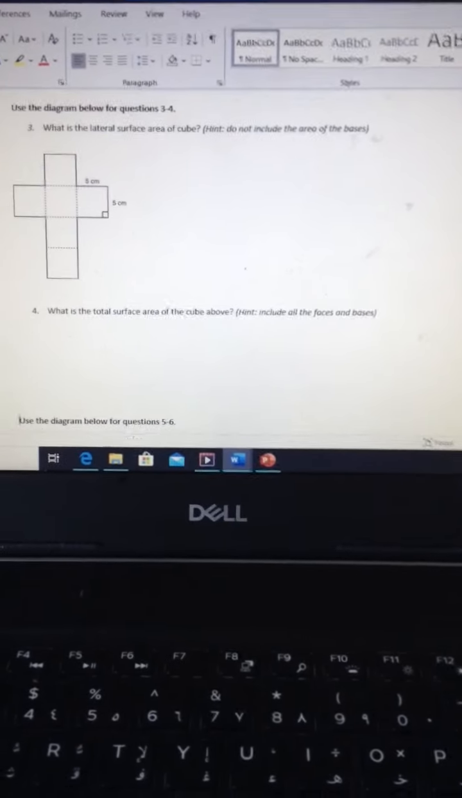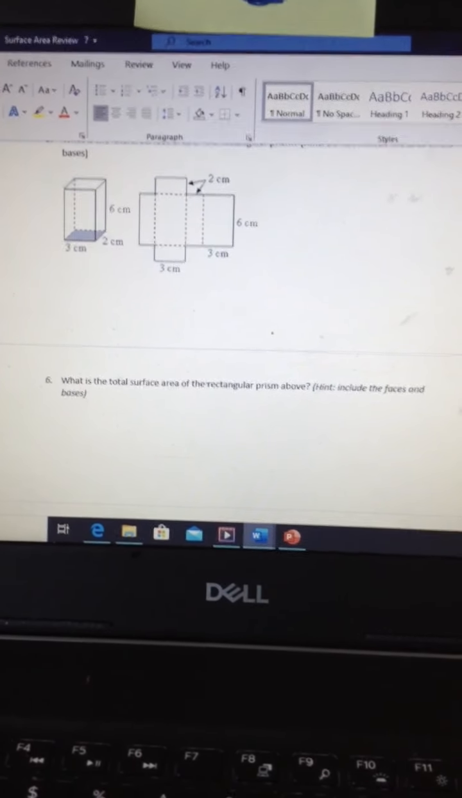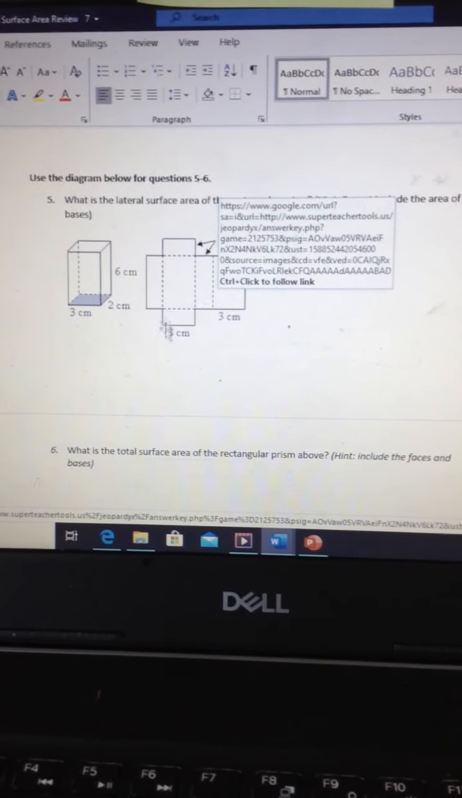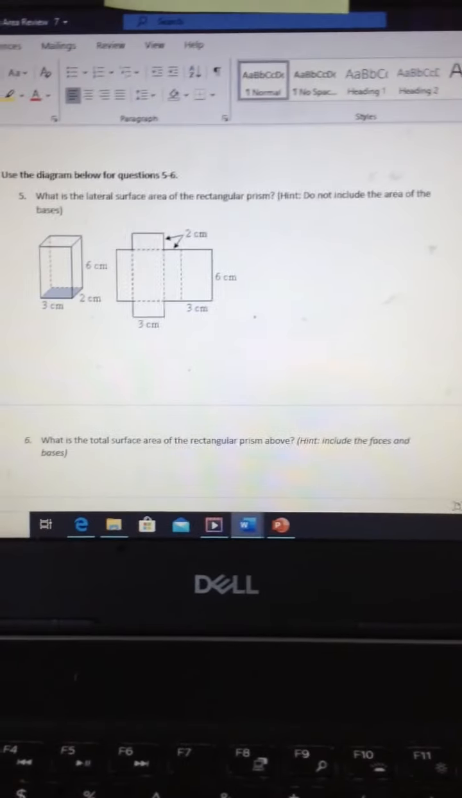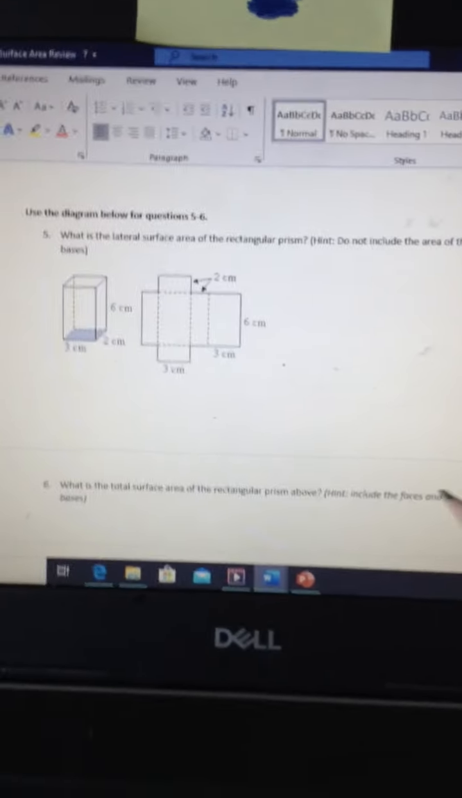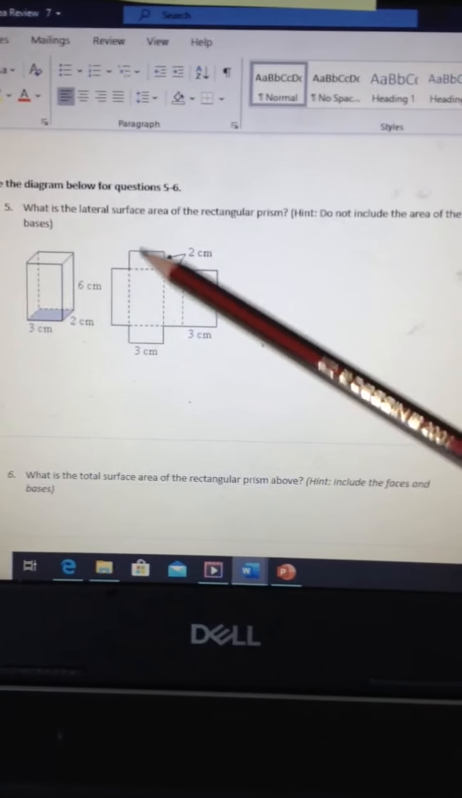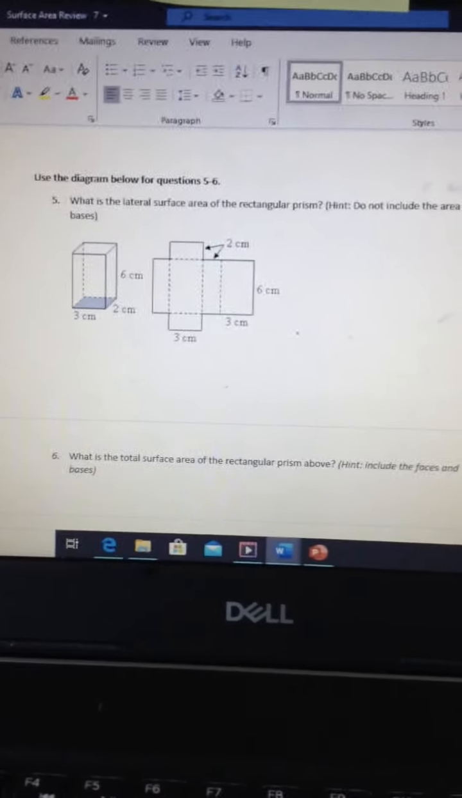Okay, so I would like you to try the next problems using the same process. For this one, in order to find your lateral surface area, you would need to just find the area of the faces here, not including the base. And then to find the total surface area, you need to find the total area of all the faces, including your bases.